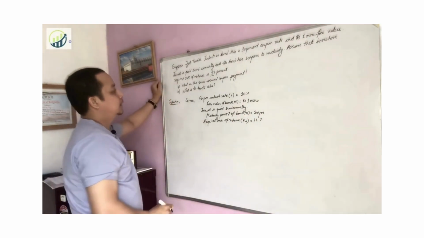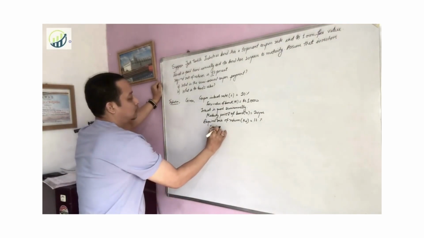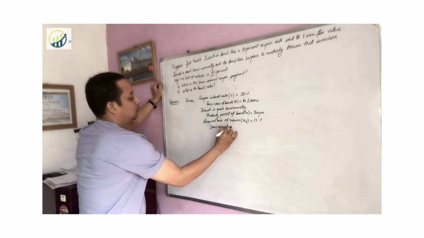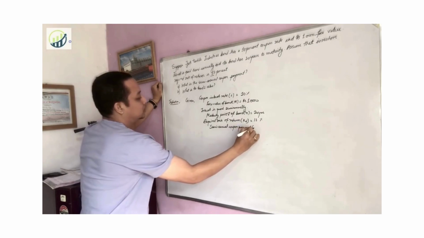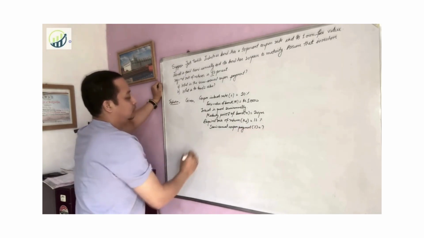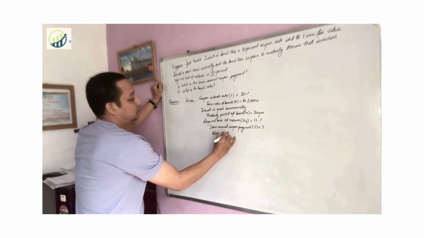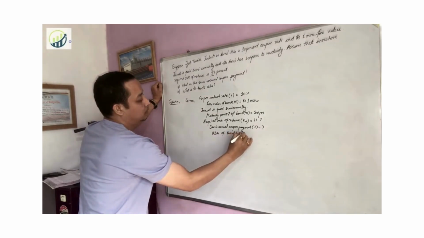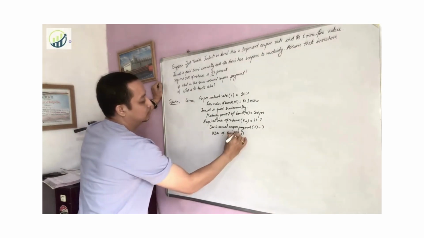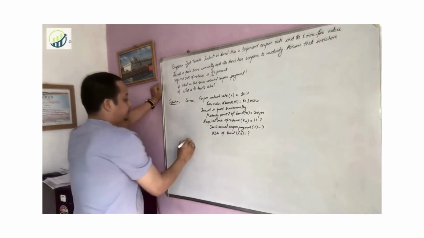Now here you have to find the semi-annual coupon payment, that is your I, and also the value of bond, price of bond, value of bond, B0. So now let's solve it.